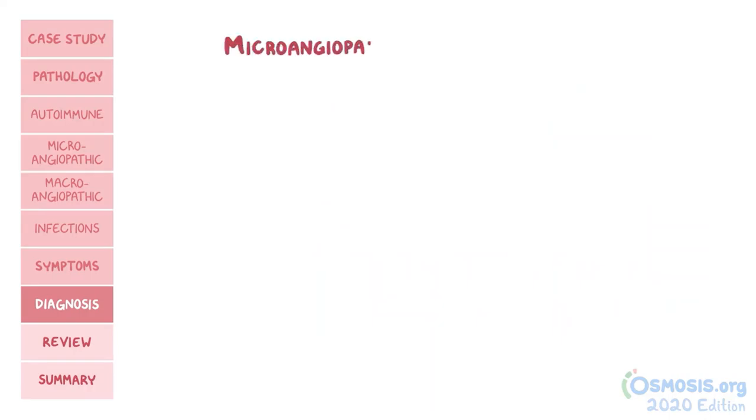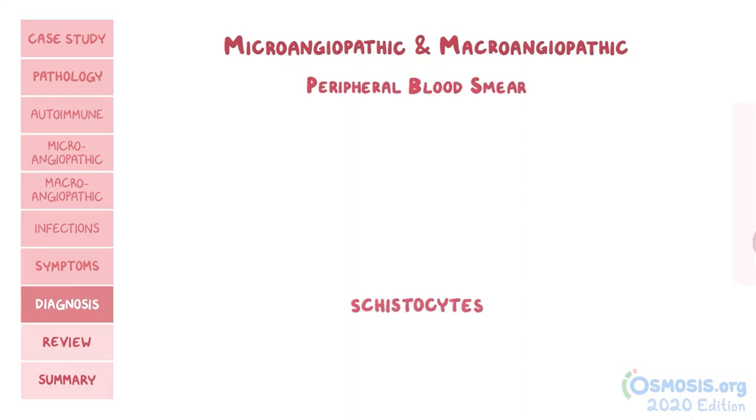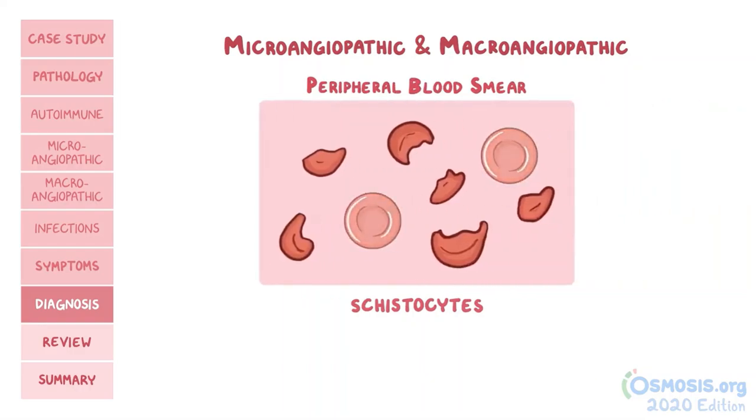Alright, in microangiopathic and macroangiopathic hemolytic anemia, an important clue is the presence of schistocytes on peripheral blood smear. These are red blood cells that break apart in the bloodstream, forming cell fragments or helmet cells, which look like little red helmets with pointed ends after a bit of the cell broke off.